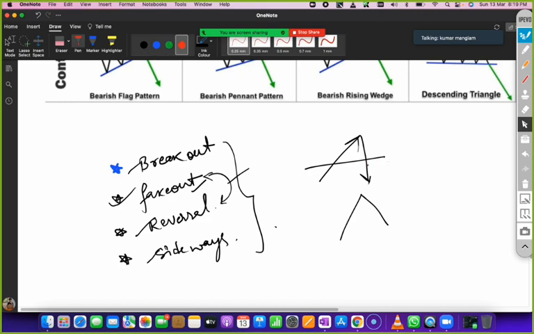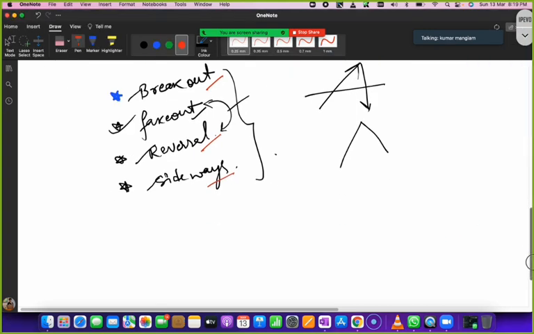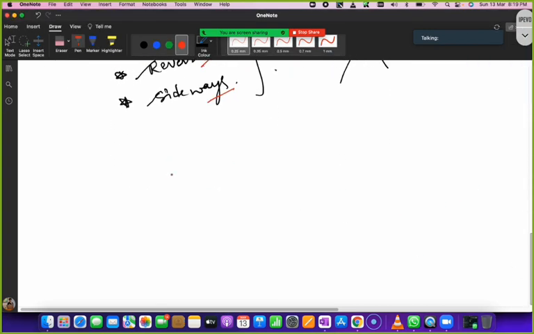So the scenario is how do we identify a breakout, how do we identify a reversal, and how do we identify that it is a sideways market. Obviously you guys know what a sideways market is.